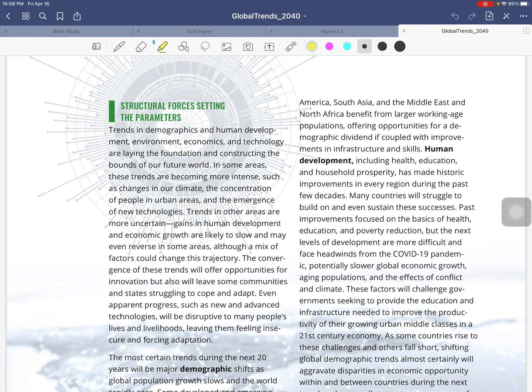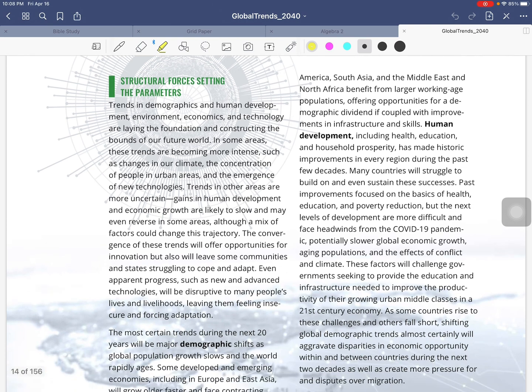The convergence of these trends will offer opportunities for innovation, but also will leave some communities and states struggling to cope and adapt. Even apparent progress, such as new and advanced technologies, will be disruptive to many people's lives and livelihoods, leaving them feeling insecure and forcing adaptation.